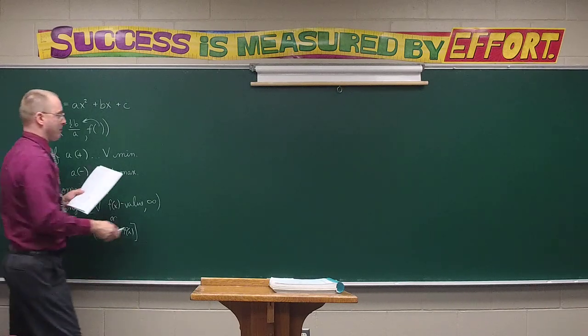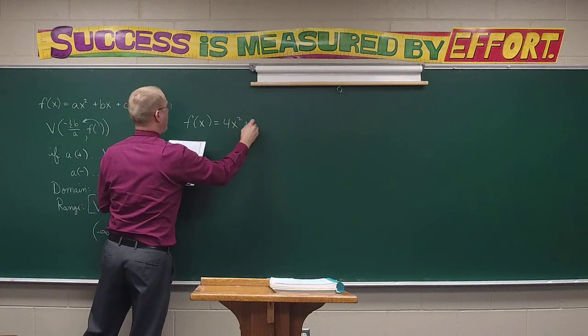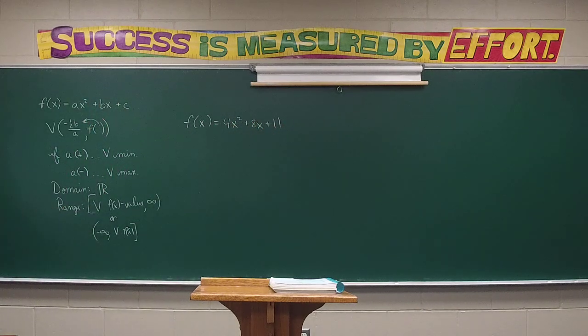So if I gave you something like this at your seats, f of x is equal to 4x squared plus 8x plus 11, we could find the vertex just in its natural state here. At your seats, use the vertex formula to find the vertex of the parabola.